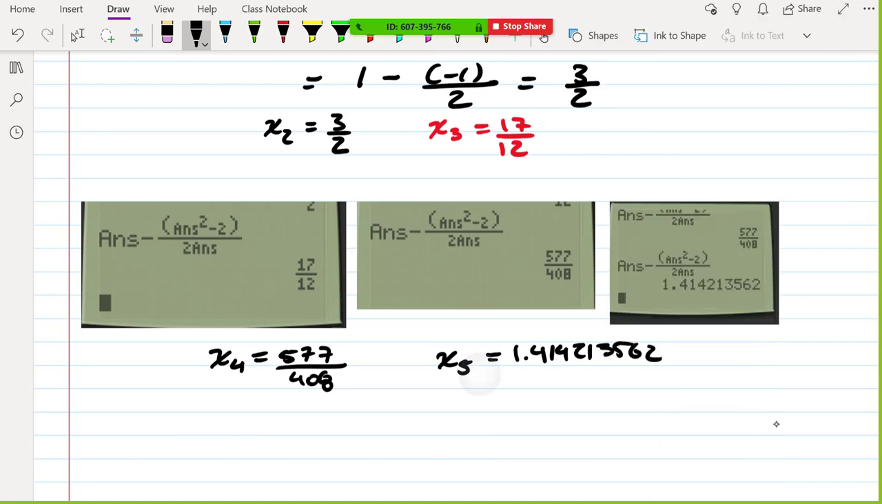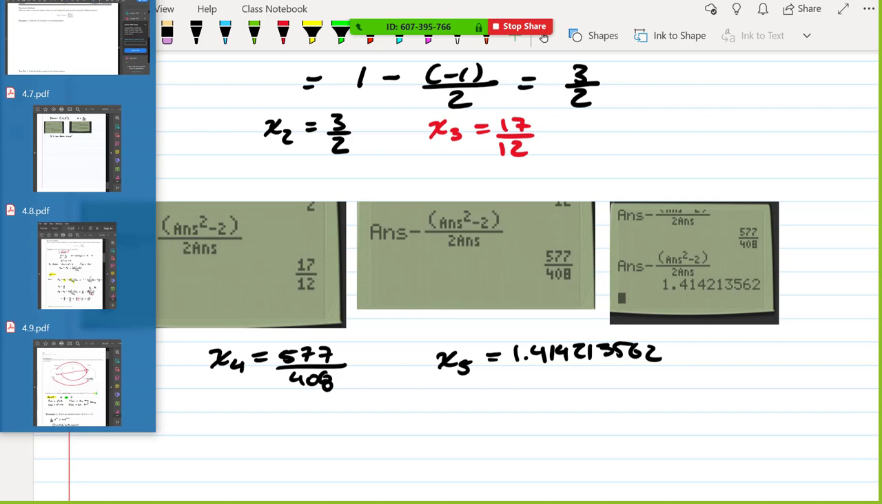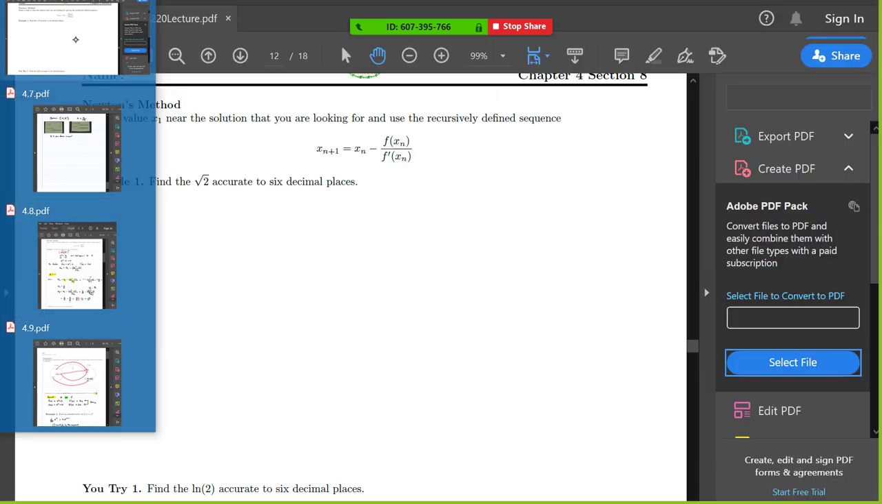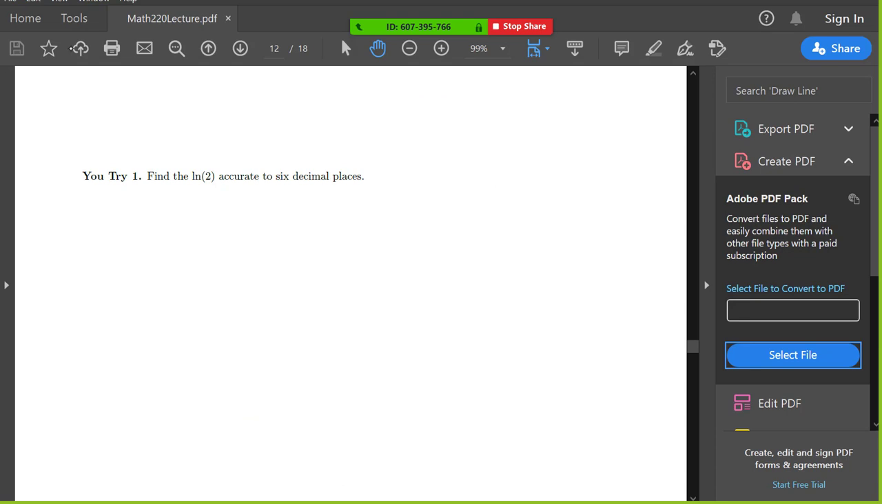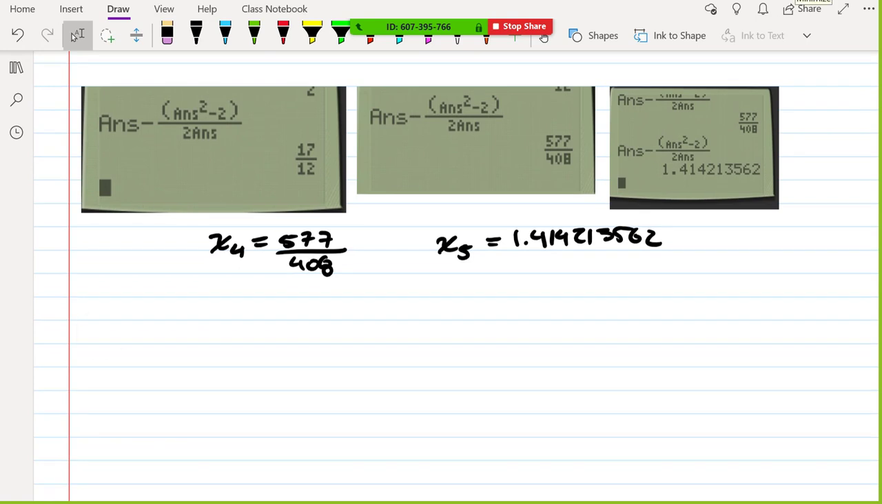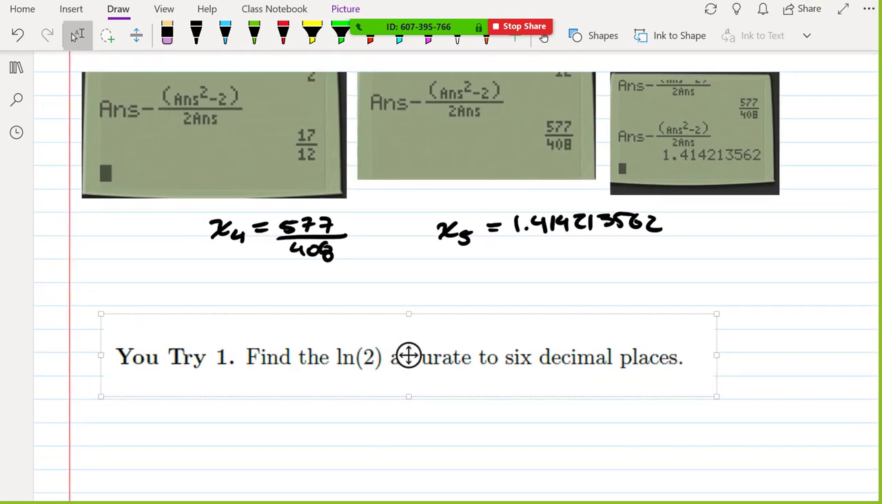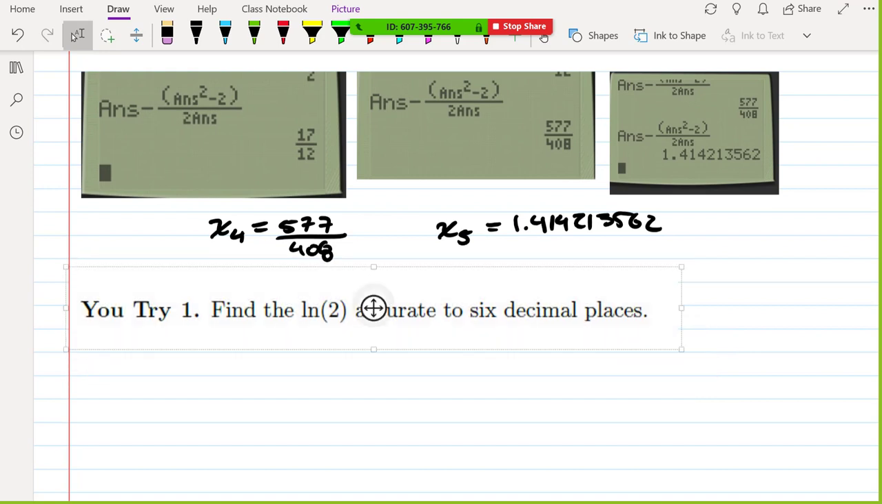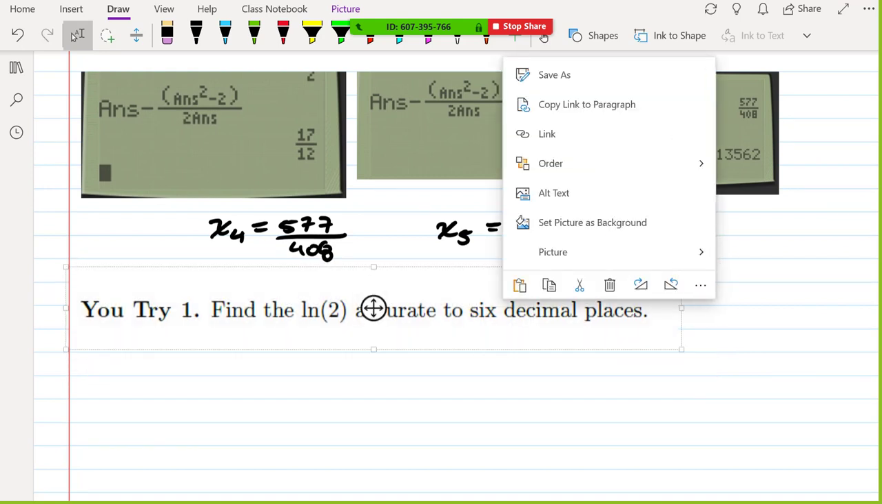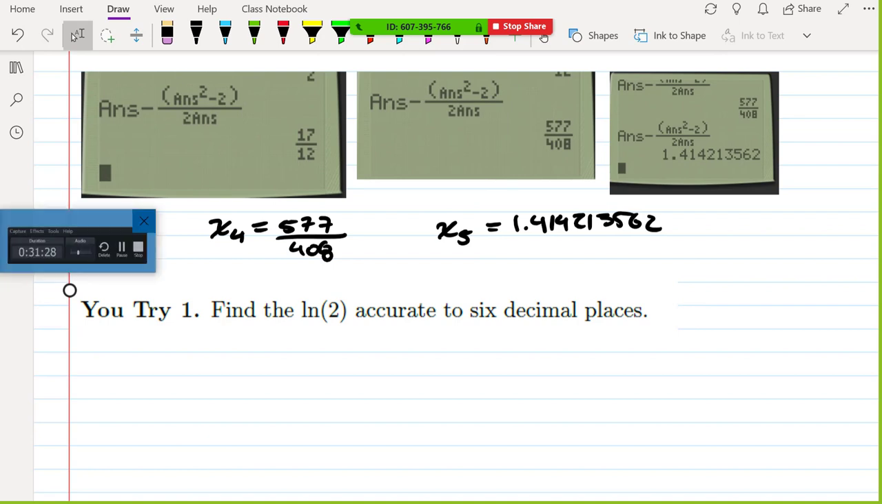So, interesting. So, to make sure that we all know how to do this on our calculator, it's now time for a U try. But before I turn you loose into groups, let's actually just get into groups.